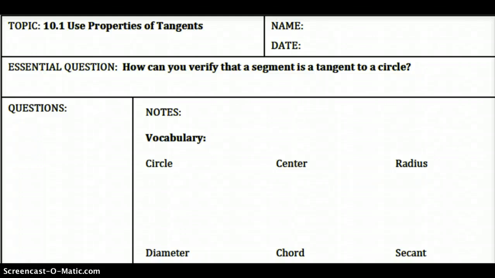10.1, use properties of tangents. Essential question: how can you verify that a segment is a tangent to a circle? We'll learn quite a bit about this during the second half of this lesson. First of all, some vocab that we have to lock down here before we continue.